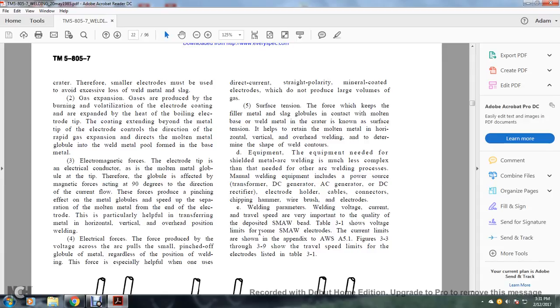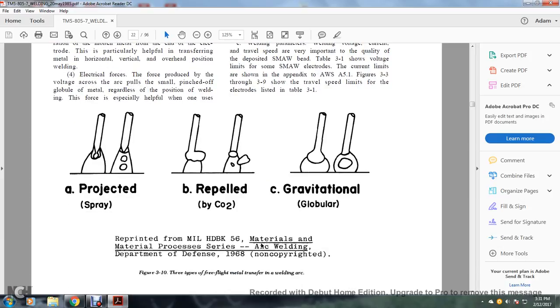Table 3.1 shows the voltage limits for the shielded metal arc welding electrodes. The current limits are also shown in the appendix of the American Welding Society A5.1. Figures 3.3 through 3.9 show the travel speeds for the electrodes listed in Table 3.1. These are reprinted in Military Handbook 56, Materials and Metal Processing Series, Arc Welding, Department of Defense, 1968, non-copyrighted.